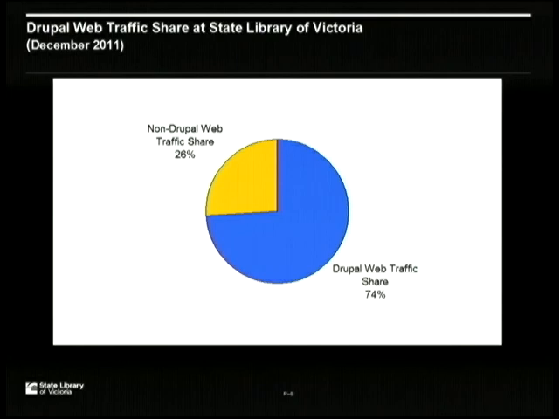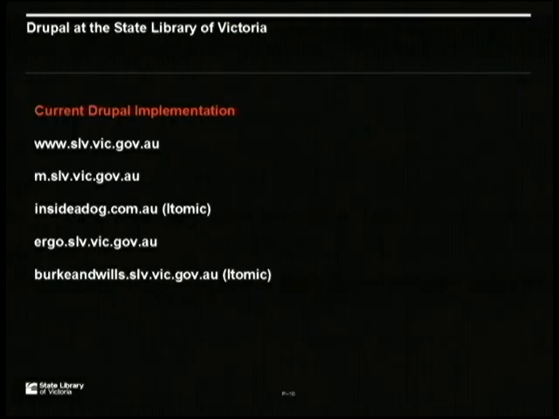So what have we achieved so far with Drupal at the library? Well, I think that graph shows we've got three quarters of our traffic now delivered via Drupal, and we're up to 220,000 views per month at the moment, overall. And this is a Drupal site that we have got at the moment. Our main corporate site is the one we delivered in 2010. And our mobile site, which we delivered as a separate installation last year.